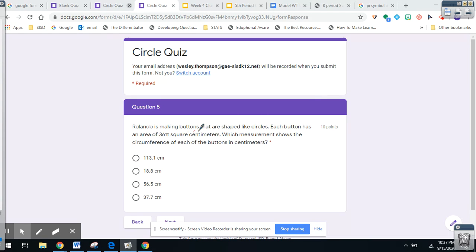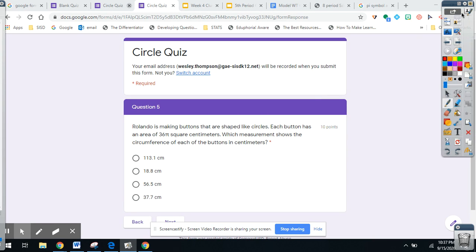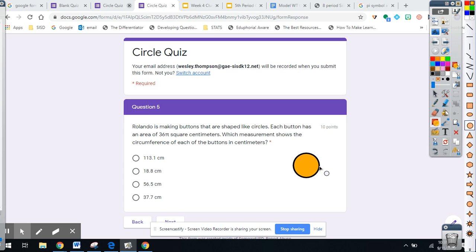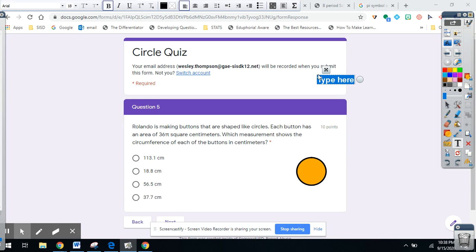So Rolando's making buttons that are shaped like circles. So let's get that picture going. There's my button shaped like a circle. Each button has an area of 36 pi square centimeters. So that's where the confusion hits right there. So I know that the area, I'm going to type that out. Area is equal to 36. I don't have the symbol, so I'm just going to put pi. So remember, that part right there means 36 times pi is what's happening. All right. Which measurement shows the circumference of each of the buttons in centimeters?